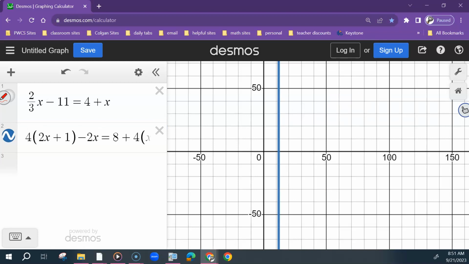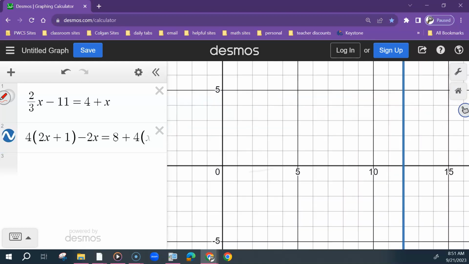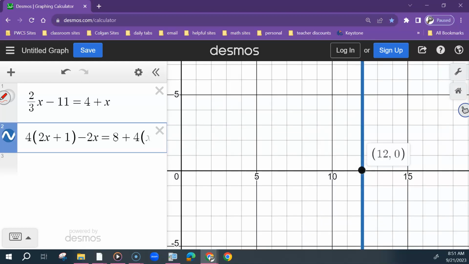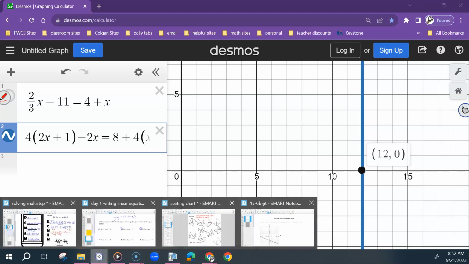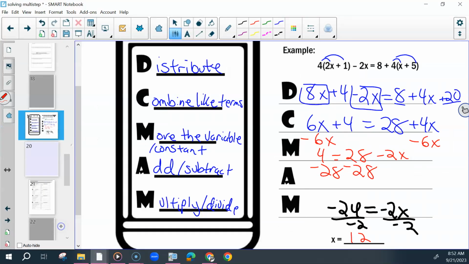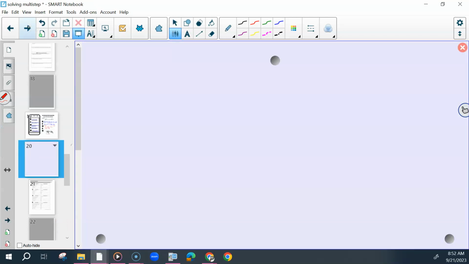If you put an equation into Desmos, it will show you a line wherever that line is. The x value of that point would be your answer. So you would write x equals 12. You would still need to show your work, but this is a good way to double check it, just so that we're on the same page. Okay, go on to the next page.